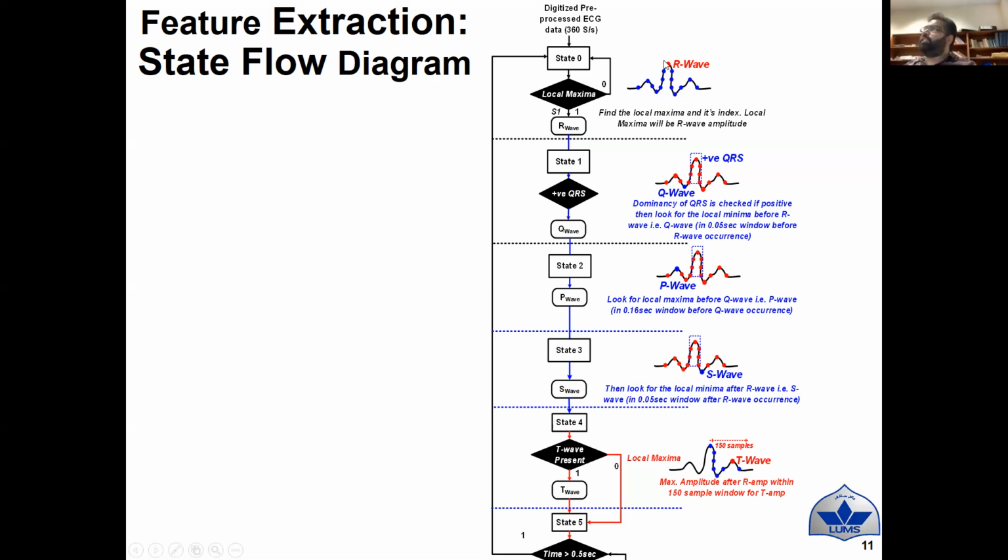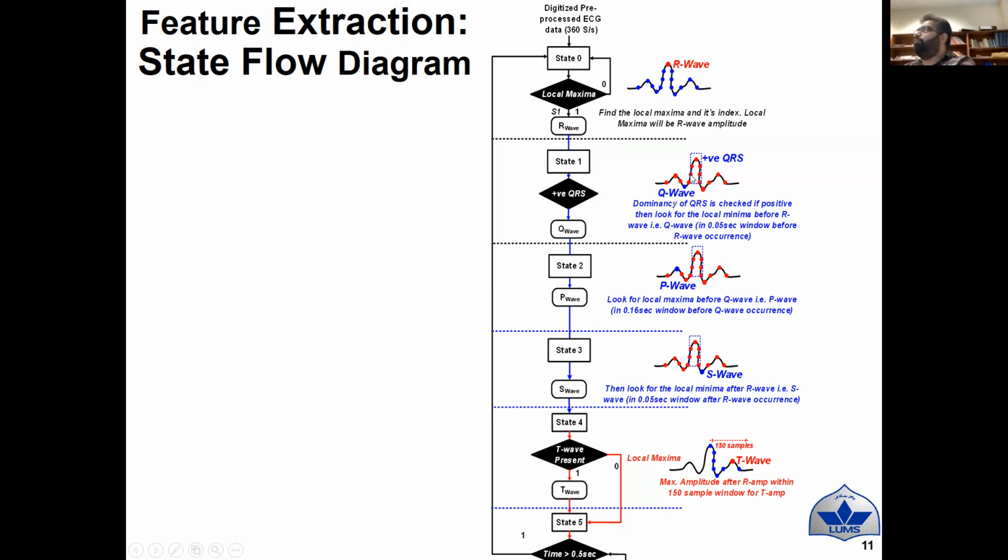So first, in state one, I find the R wave. Once I find the R wave, then I'm going to find the Q wave. And that's the concept of the state flow diagram. You go from one state to another. You cannot go to the Q wave detection until you find an R wave. So that's why we are going to state 0. From state 0, it will tell us I found the R wave. Now I want to proceed towards the Q wave detection.